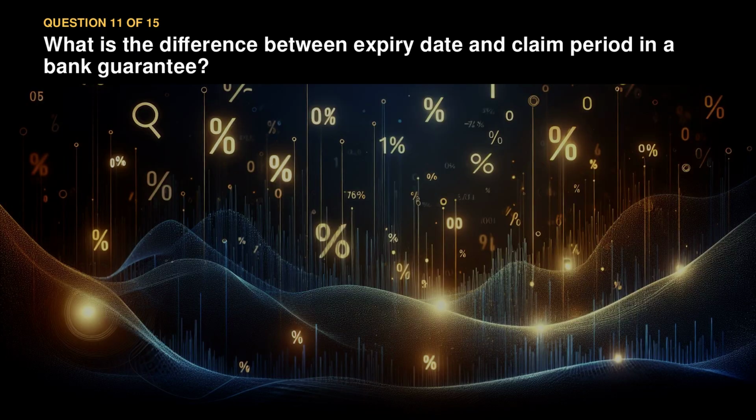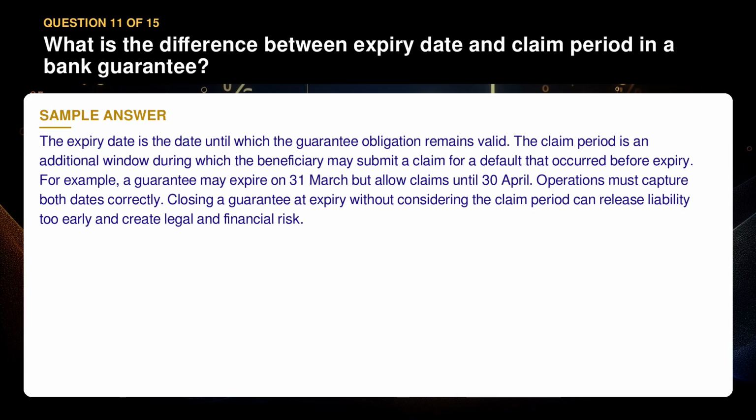Question 11. What is the difference between expiry date and claim period in a bank guarantee? The expiry date is the date until which the guarantee obligation remains valid. The claim period is an additional window during which the beneficiary may submit a claim for a default that occurred before expiry. For example, a guarantee may expire on 31 March, but allow claims until 30 April. Operations must capture both dates correctly.